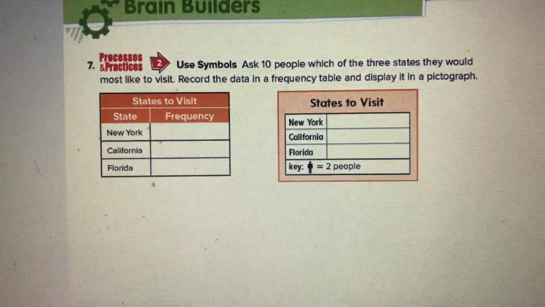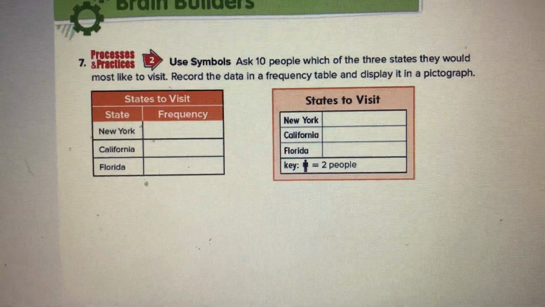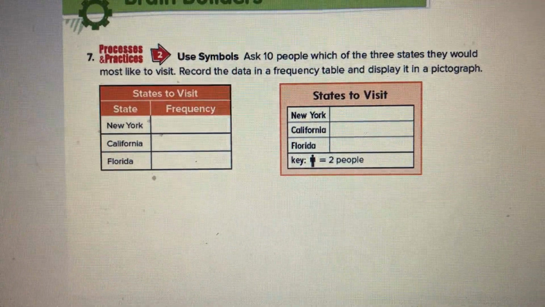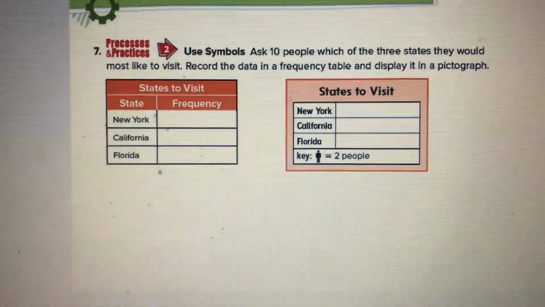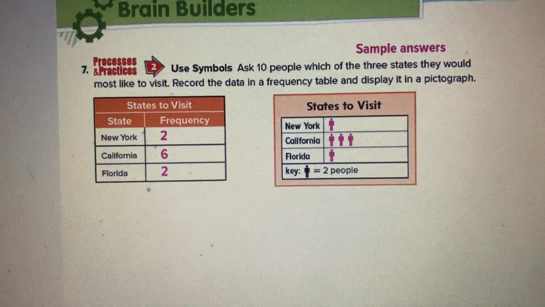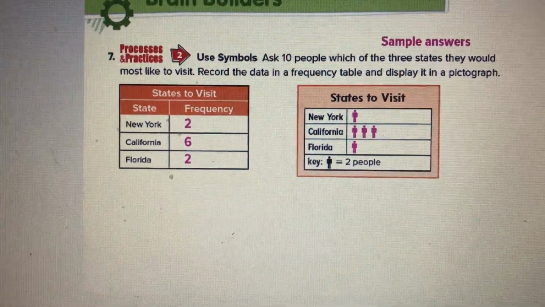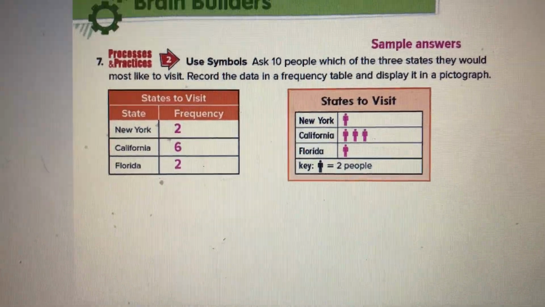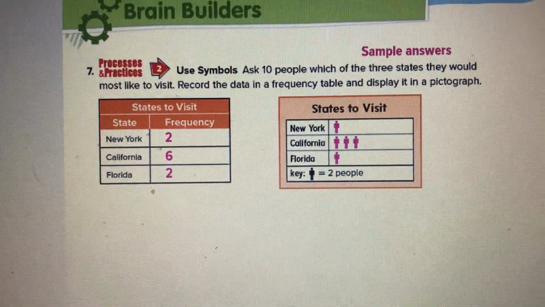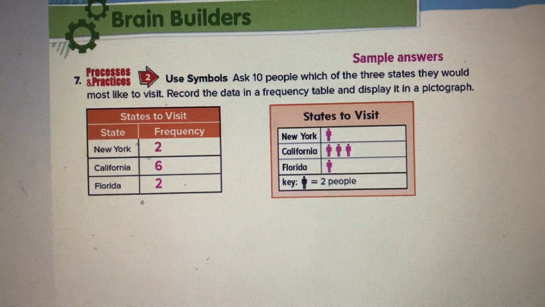And number 7, ask 10 people which of the 3 states they would most like to visit. Record the data in a frequency table and display it in a pictograph. You may not be able to find 10 people living in your house right now, so I'm going to help you out on this one. Okay, look how they displayed it in the pictograph. You have to make sure that if the key says people like that, you draw the people as best you can like that. If it was Mrs. Selfridge and we were in class, you know I'd be drawing stick people right now, right?